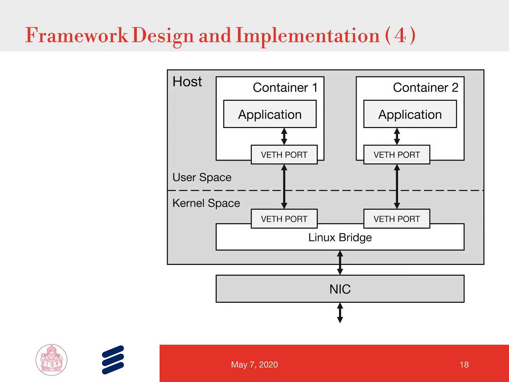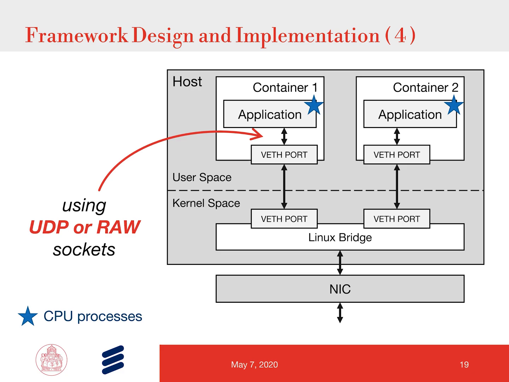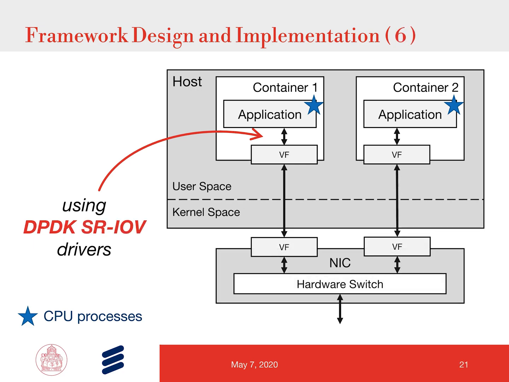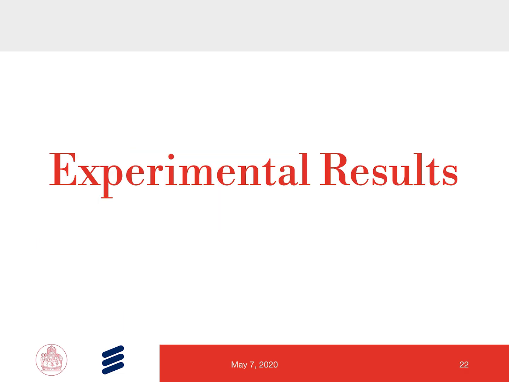When performing an experiment, these applications are automatically deployed inside containers according to some specified configuration. The three possible scenarios are the following. The first one is to test the performance of UDP and raw sockets and the in-kernel software switch, which is called Linux Bridge. The second one is to use a software implementation of a virtual switch, using VirtIO user space devices as a communication medium. And finally, the last one is to use DPDK in combination with an SR-IOV device, which uses a hardware switch to forward packets.